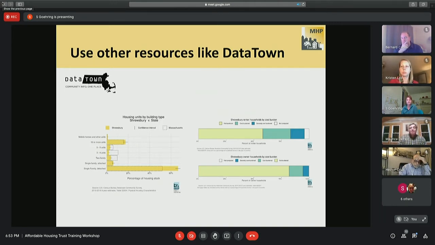Datatown is a website that MHP has put together. It has data points for all 351 communities in the state. There's also a tool where you can compare communities. So if there are communities that Shrewsbury compares itself against, you can put the multiple communities in to see housing type and the diversity of housing type in your community versus others, if that's relevant. On the right, you can see the cost burden of homeowners versus renters. What's typical in most communities is that renters tend to be more cost burdened than homeowners. So these kinds of basic data points can help inform your thinking around your role in the community.